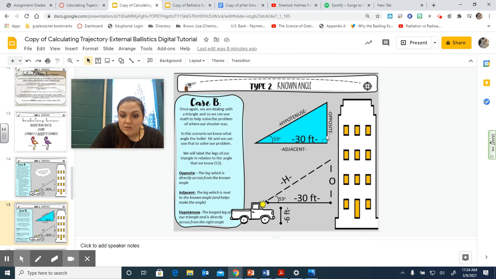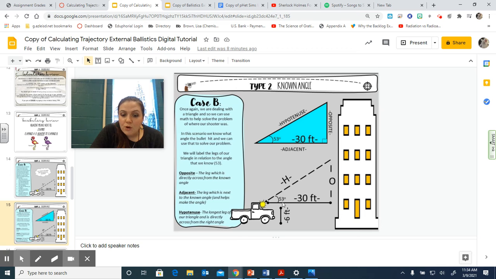So all we do, same kind of thing. We have a different calculation. Once again, we are dealing with a triangle, so we can use the math to help solve the problem of where a shooter was. In this scenario, we know the angle the bullet hit, and we know how far away from the building. We will label the legs of our triangle in relation to the angle that we know.